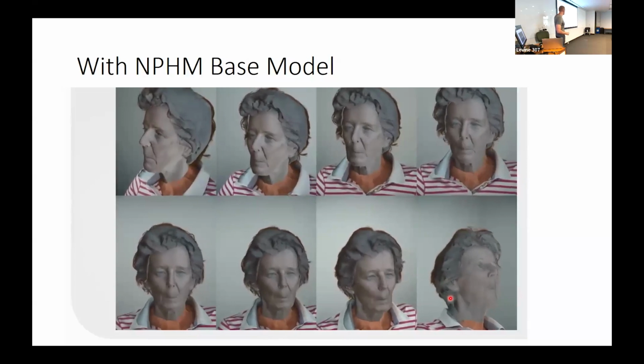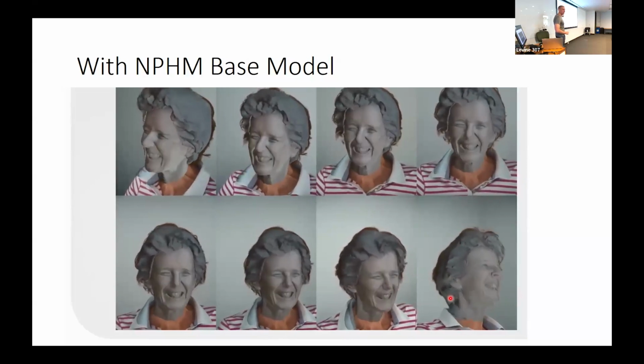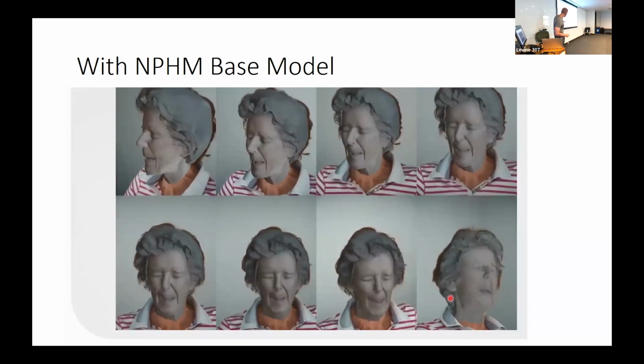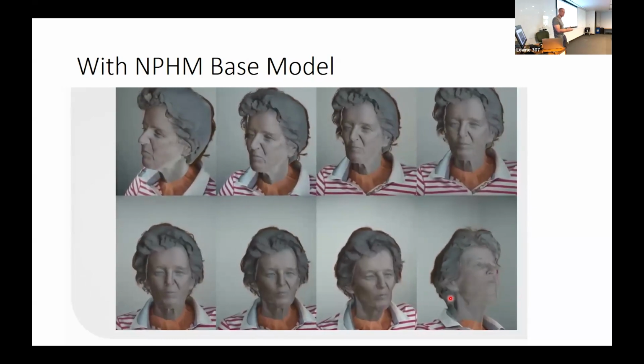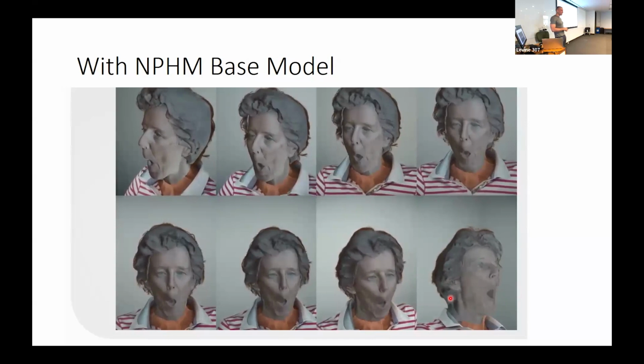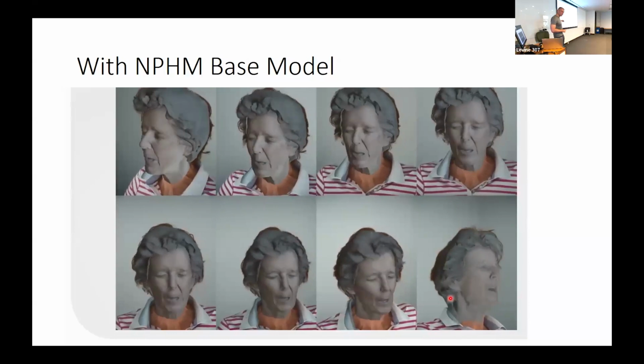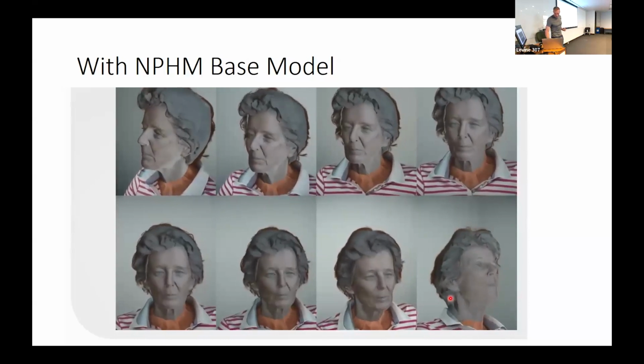So these are the trackings with NPHM for the RGB data that we're recording here. They're not 100% perfect, but they're way better than the FLAME model, of course, right? Because you have more parameters to fit the whole thing. And it turns out you can now use that one as a base model to model the Gaussians as well. And this is some ongoing work right now.